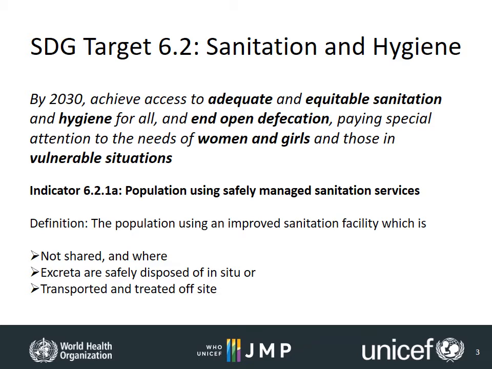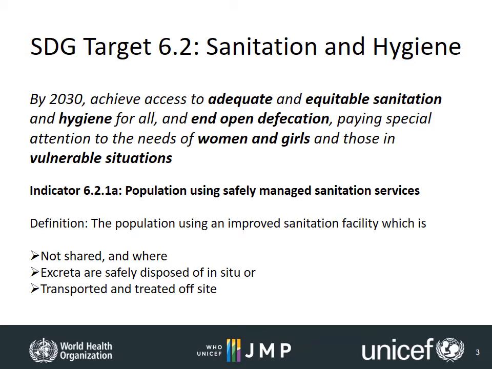SDG target 6.2 addresses both sanitation and hygiene, and this is a big step forward as hygiene was omitted from the MDGs. The target calls for access to adequate and equitable hygiene and sanitation for all, and includes an explicit reference to ending open defecation and paying special attention to the needs of women and girls and those in vulnerable situations. UN member states selected 2 indicators to track global progress towards this target, one for sanitation and one for hygiene. Let's start with sanitation.